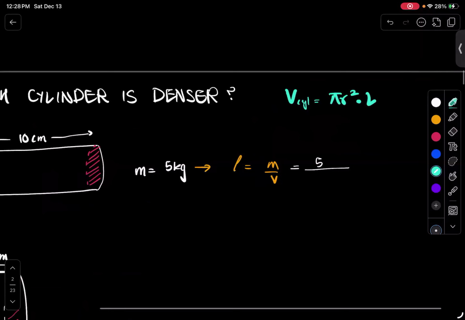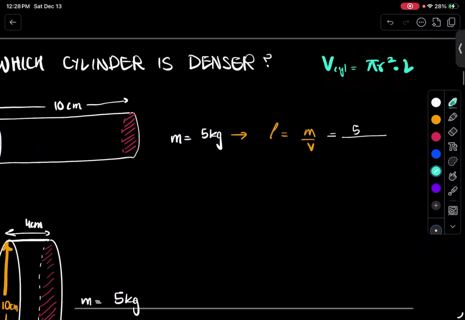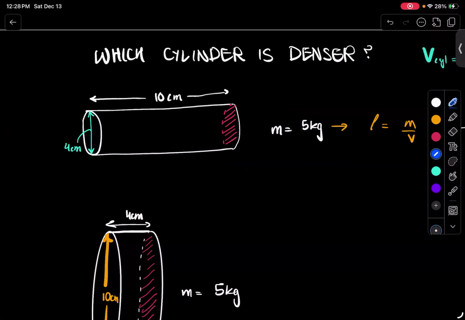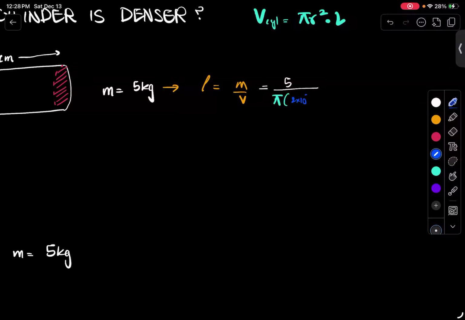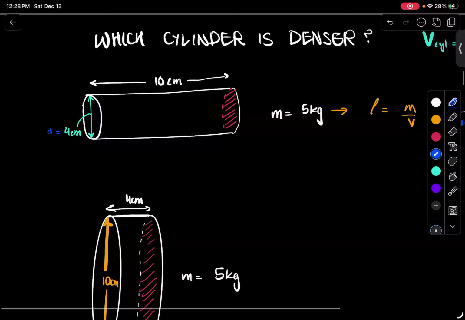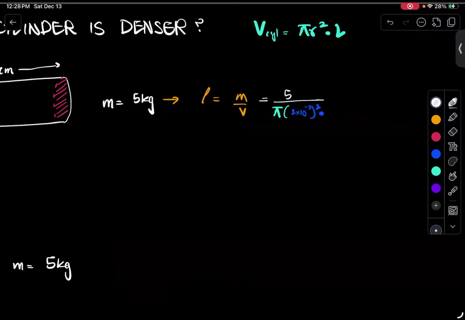Okay, then volume of the cylinder. Now, this is going to be pi into what is the radius? The radius is actually going to be 2. Okay, so that means that's 2 centimeters, because this is equal to diameter. So 2 into 10 to the power minus 2 squared into what is length? 10 centimeters. Again, switch it. 10 into 10 to the power minus 2. Okay, let's see what that turns out to. 5 over pi into 2 into 10 to the power minus 2 squared into 10 into 10 to the power minus 2.